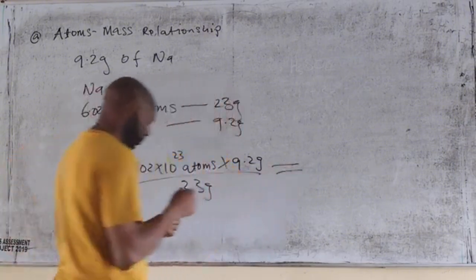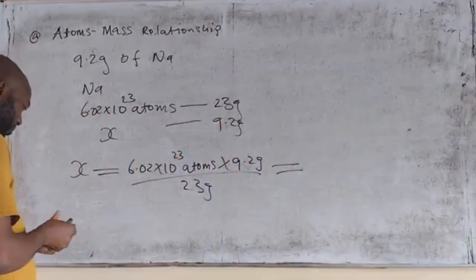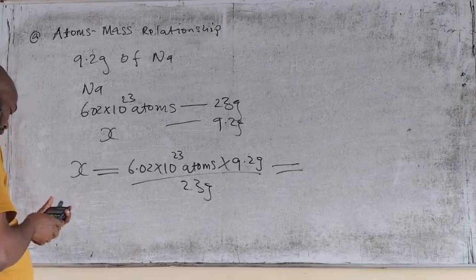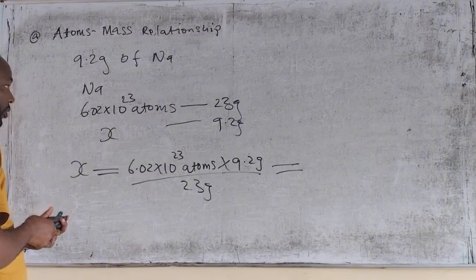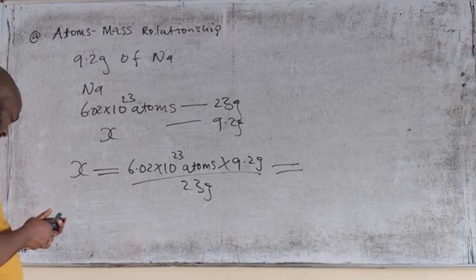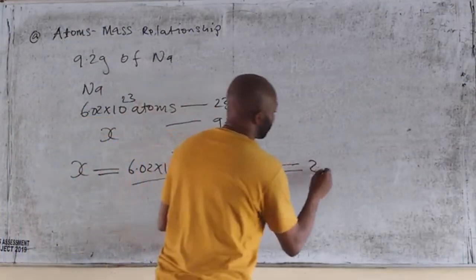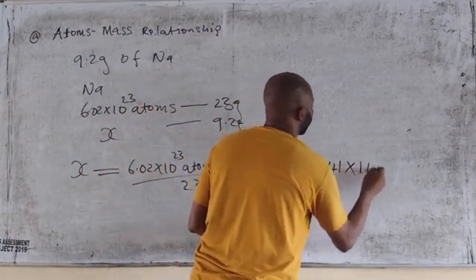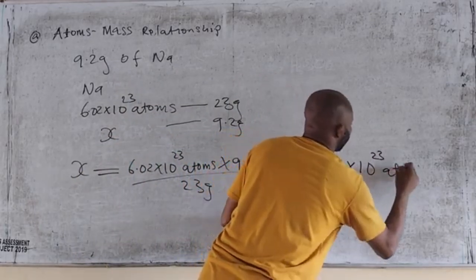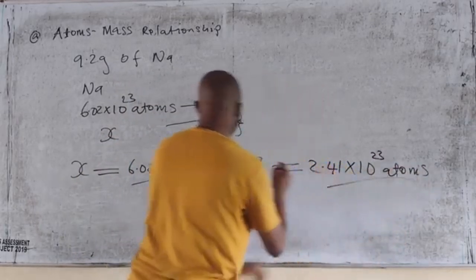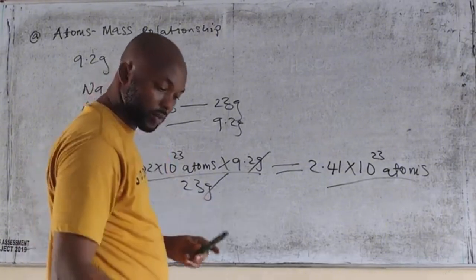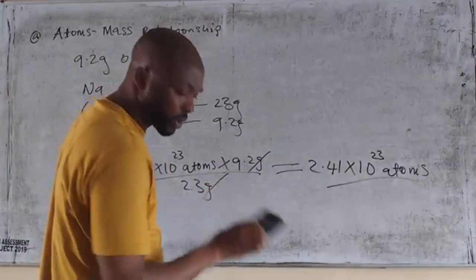This is equal to 6.02 times 10 raised to the power 23 times 9.2 divided by 23, which is 2.41 times 10 raised to the power 23 atoms. Okay, that's correct.